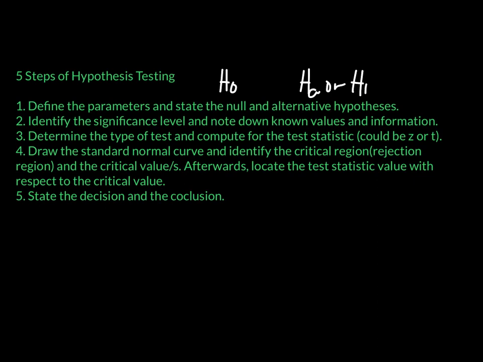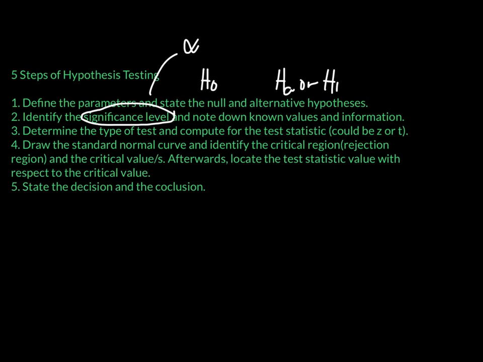Number 2, identify the significance level. Significance level is our alpha. Is it 5%, 1%, 10%? And this depends on the given problem. Also, in number 2, you have to note down any known values. So these are basically what were stated in the problem. Could be in a form of a table, or they are stated values in the problem. So these are known values and information.